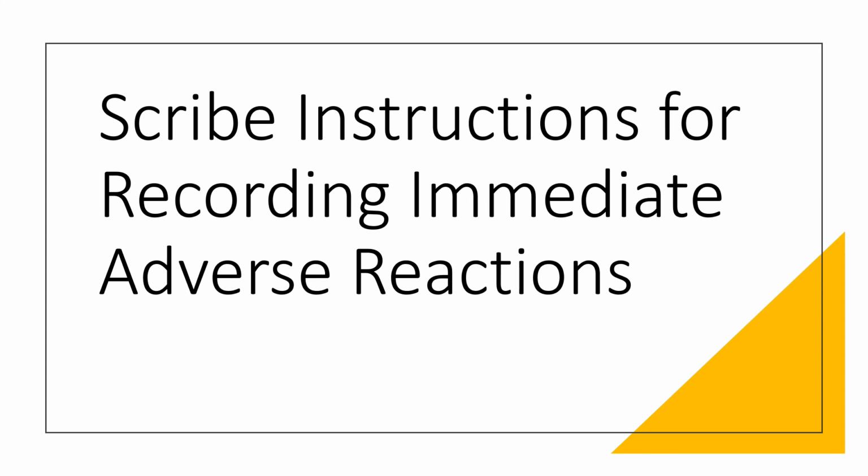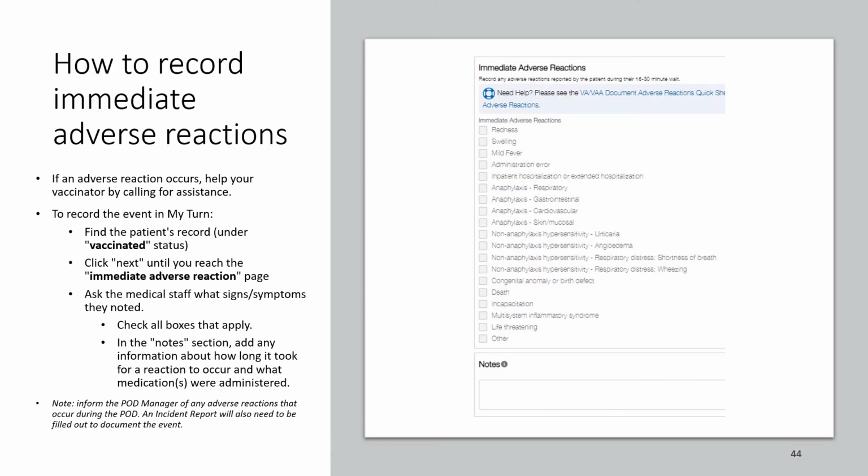Scribe instructions for recording immediate adverse reactions. In the event that someone does have an adverse reaction, scribes must document that in MyTurn. To record an adverse reaction, the scribe should find the patient under Vaccinated Status. Click through the patient's information until you get to this page titled Immediate Adverse Reactions. Ask the medical staff to check the boxes that apply and add any necessary information about the signs and symptoms in the Notes section.